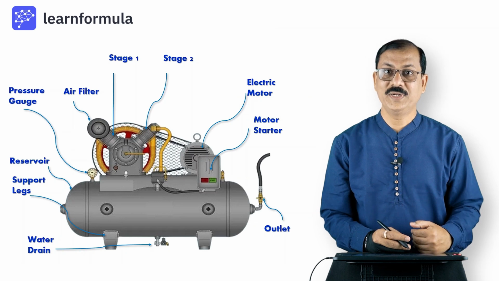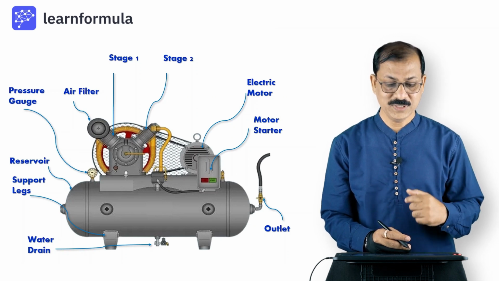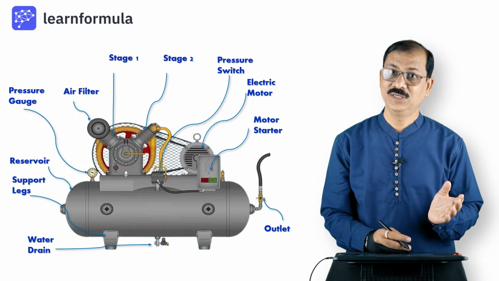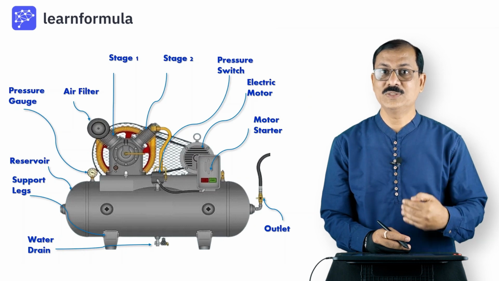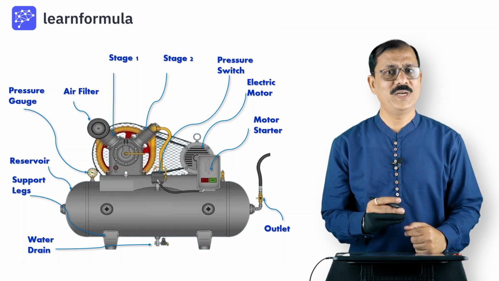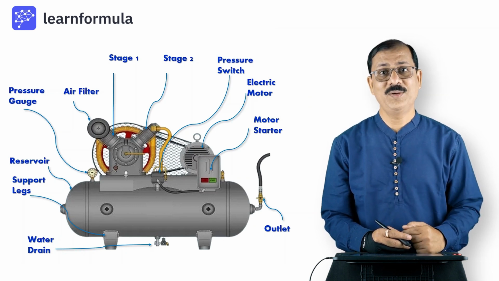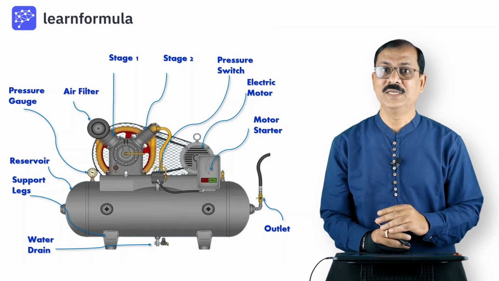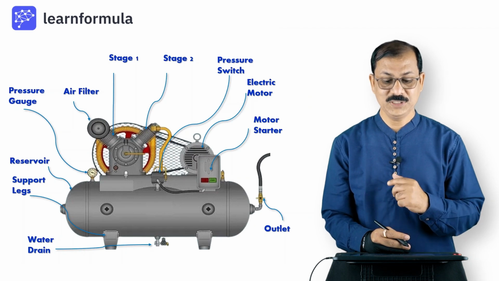This compressed air, when it is stored into a reservoir, we also require to find out what is the pressure in this reservoir. For that purpose, the pressure gauge is fitted. And along with that, there is a pressure switch, a pressure gauge and a pressure switch. Pressure gauge is required for visual appearance of a pressure inside the reservoir, whereas pressure switch is a device which senses the pressure and at the same time it ensures that when the pressure is reached, the electrical supply to the motor is cut off. So for switching off the electrical motor, the pressure switch is used.